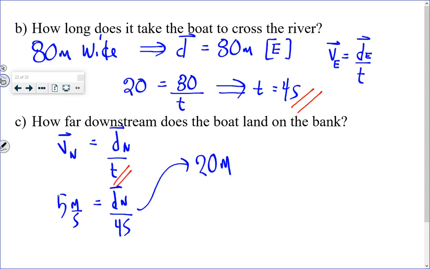So what happens here is the boat starts off looking across 80 meters of water, and the water is flowing to the north, and the boat is pointed east. The boat fires the engines. It ends up traveling east 80 meters in 4 seconds, so it lands on the other side of the river, but it's going to land 20 meters downstream from where it started. I hope that makes sense.